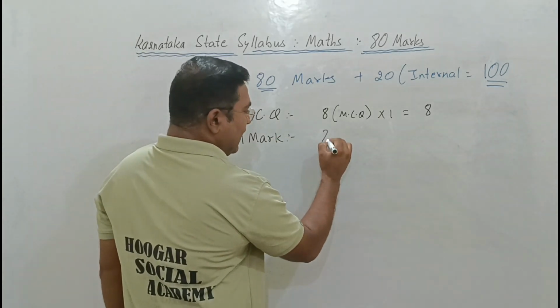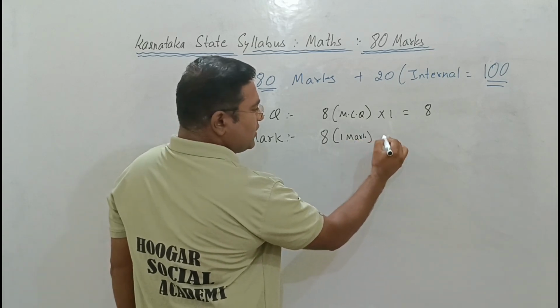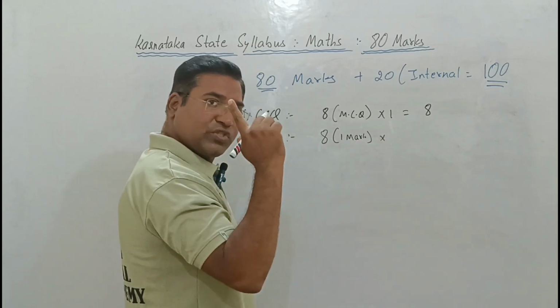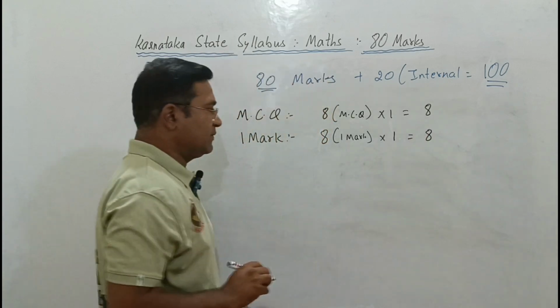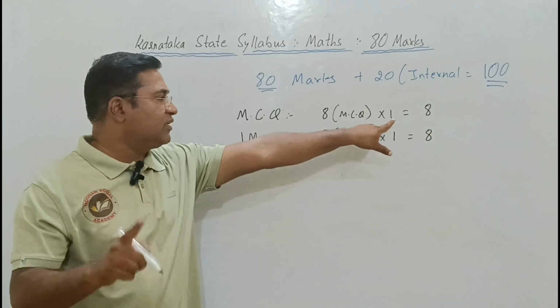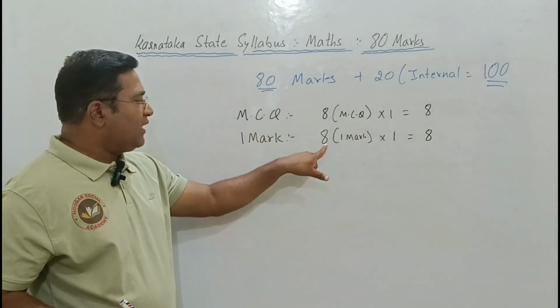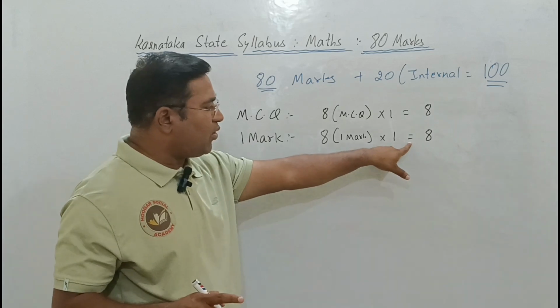Again here 1 mark, again 8 questions. Okay. How many questions? 8 questions. And each question carries how many marks? 1 mark. Again how many is it? 8 marks. 8 questions, each carrying 1 mark, is equal to 8. Again 8 into 1 is equal to how many? 8.